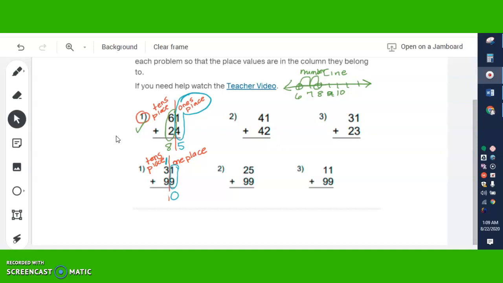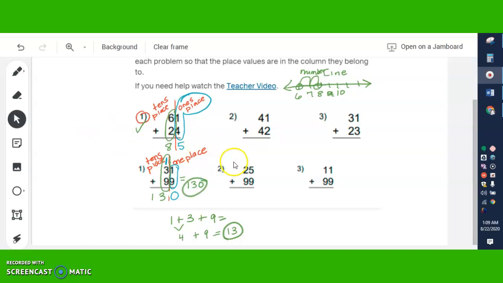And so now that gives us 1 plus 3 plus 9 for the 10's place value. I know that 1 plus 3 is 4. And then 4 plus 9 is going to be 13. So I'm going to add that. So 31 plus 99 is 130.